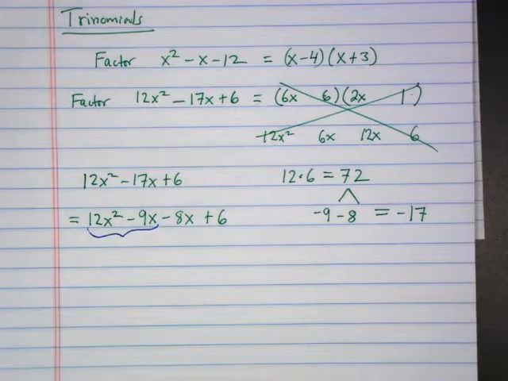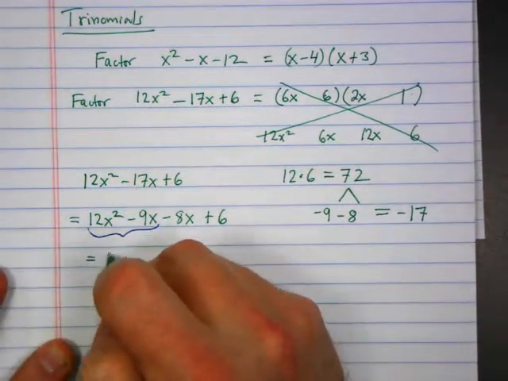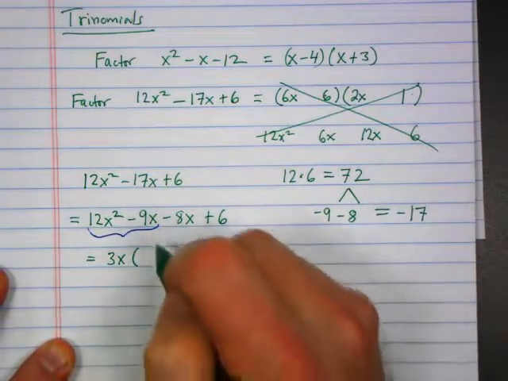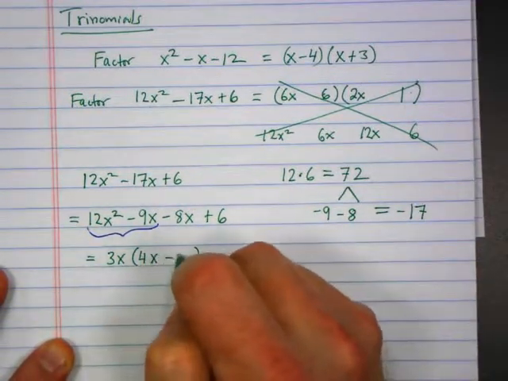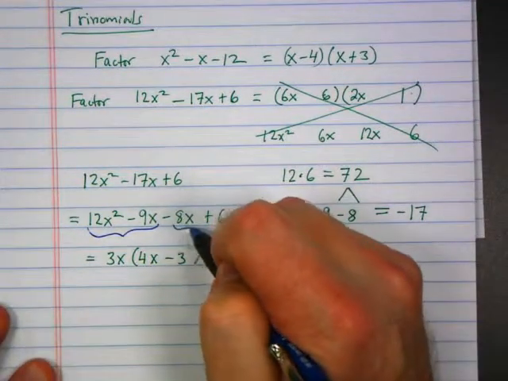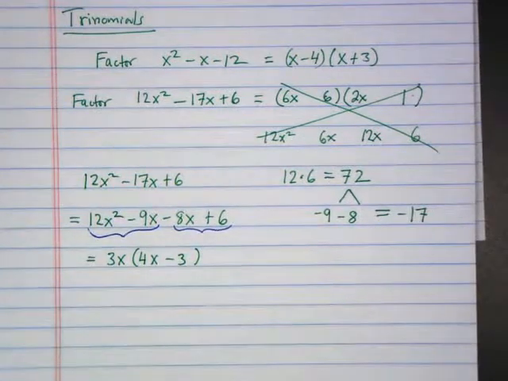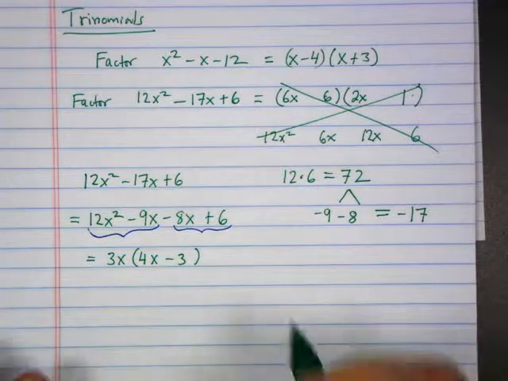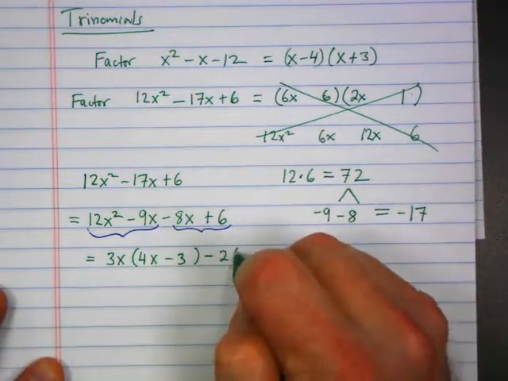What's common in the first pair? 3x. And left over? 4x minus 3. What's common in the second pair? 2? Negative 2. Excellent. Why negative 2? Because it's negative 8. If the term in the beginning is negative, we're going to factor out a negative. We're going to take out a negative 2. What's left over?